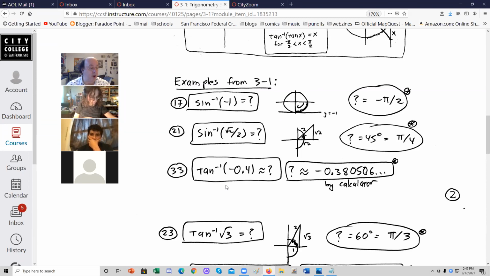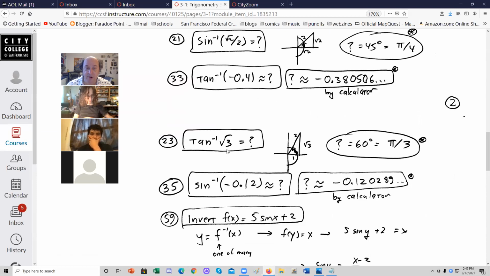Here they ask to just find by calculator the arctangent of -0.4. So it works by calculator, but you must make sure that the calculator is in radian mode rather than degree mode, because it will give two different things. Arctangent of √3, what's that? Well, you go over 1, go up √3, over 1, up √3, diagonal 2. This here is a 60-degree angle, which is pi over 3 radians.